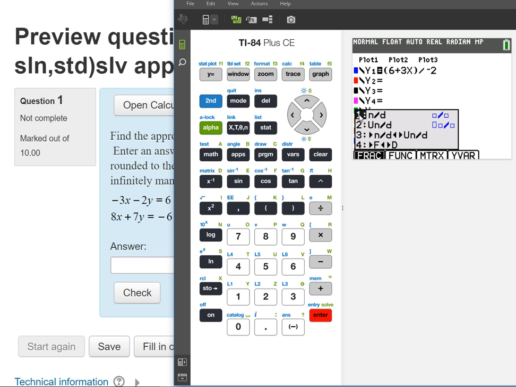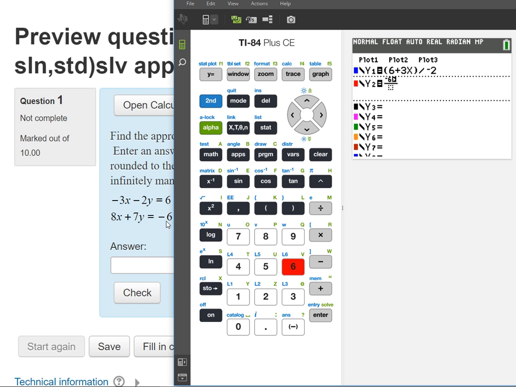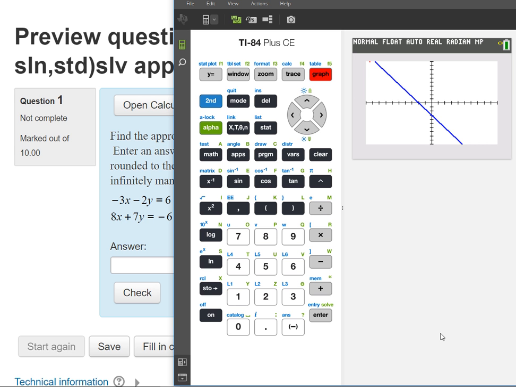And then what do I want on top? Well, you told me I'm starting off with a -6. I'm subtracting 8x, so minus 8x, all divided by 7. So I just go to the denominator and put a 7 in. And then let's go graph, and so I can see the intersection.